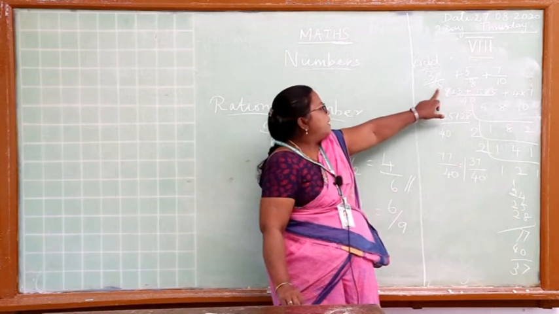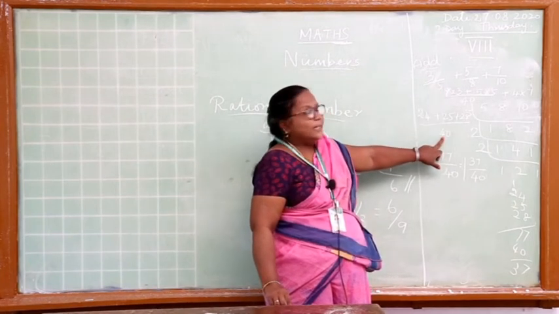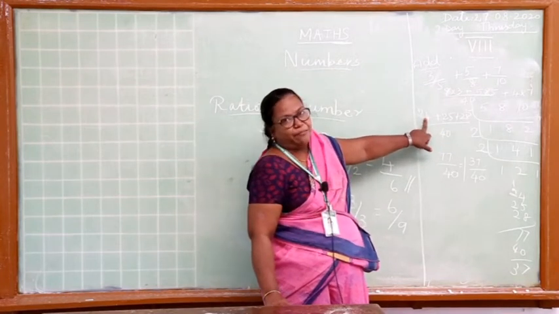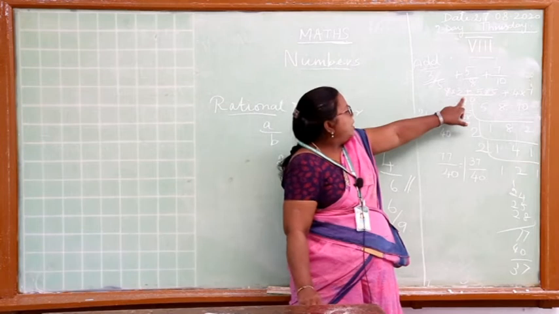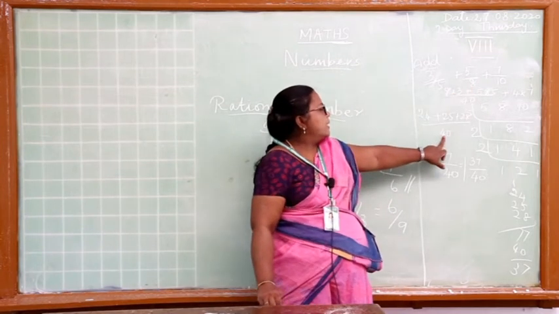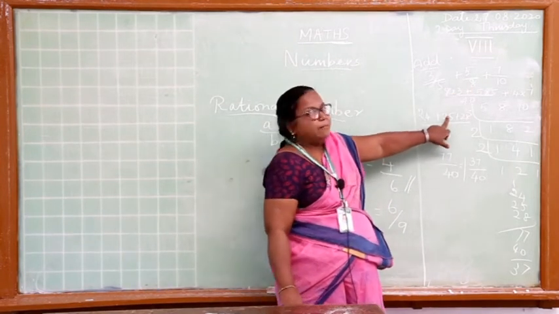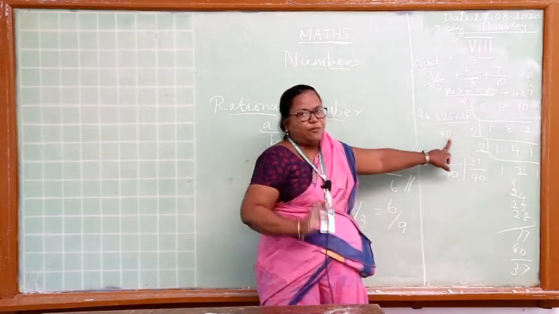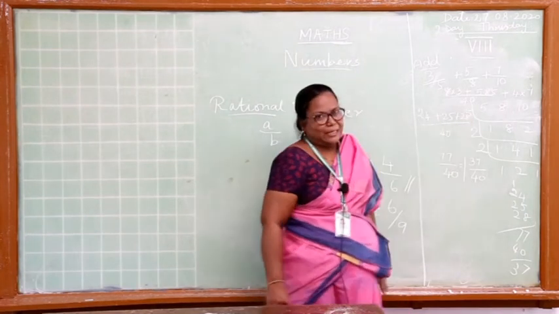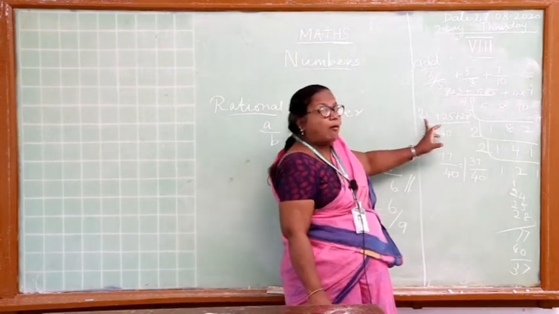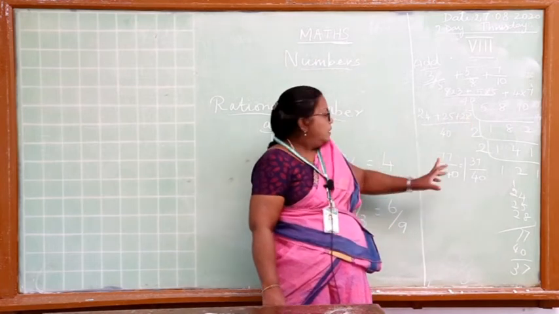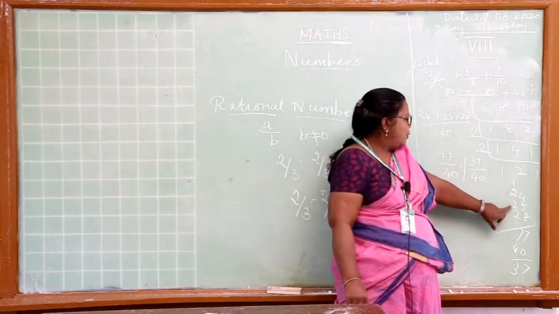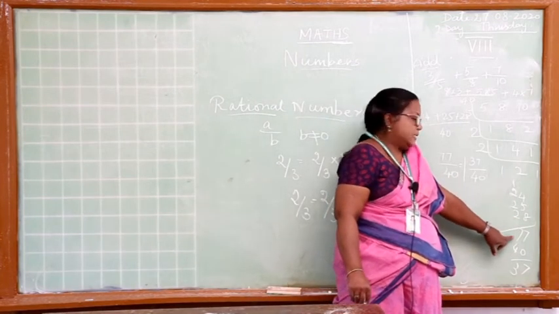See the denominator 5. How many 5s are there in 40? 8 5s. 8 into 3 is 24. Clear? Again 8: how many 8s are there in 40? 5. 5 into 5 is 25. Here 10: 4 10s are there in 40. 4 into 7 is 28. Clear? You have to add all the numerators. If you add 24, 25, 28, it is 77.